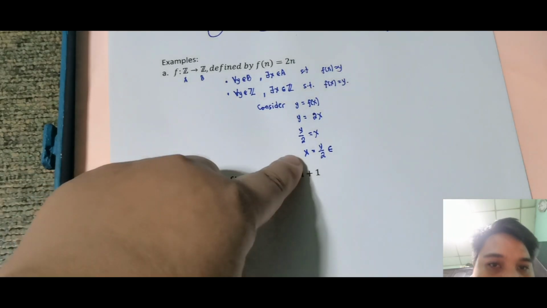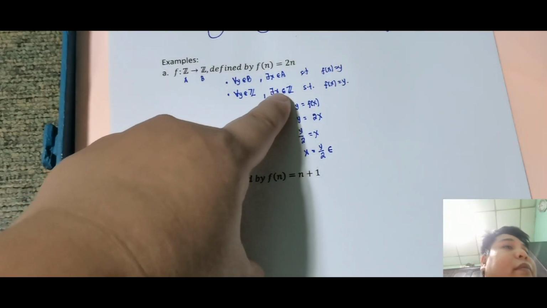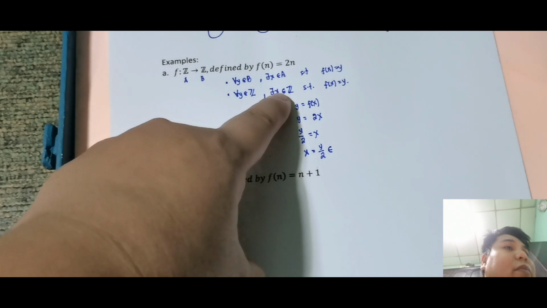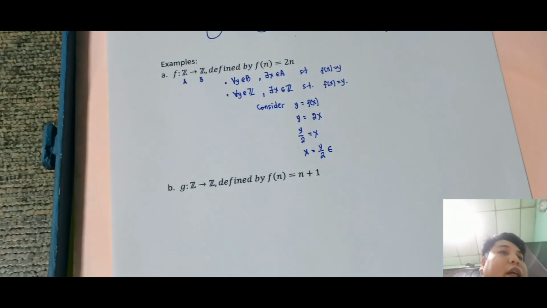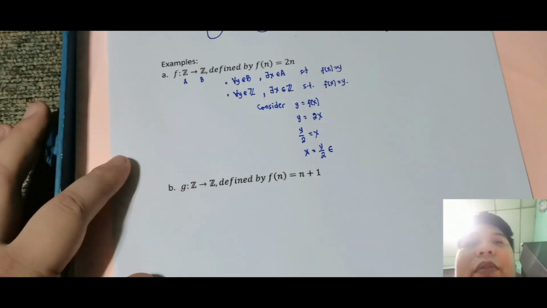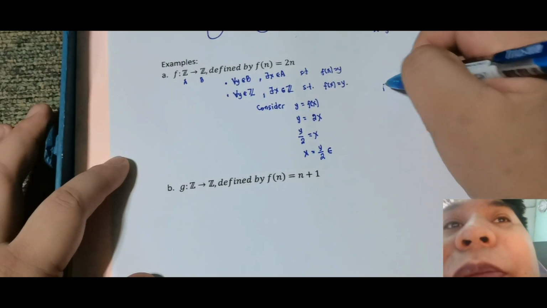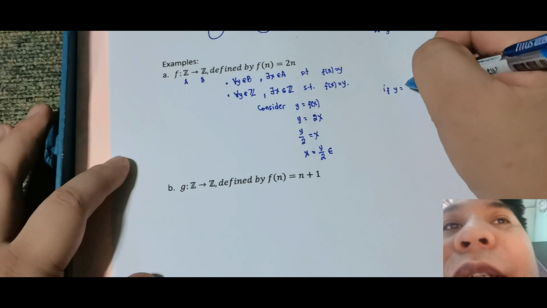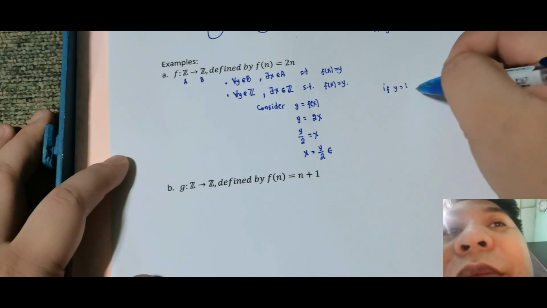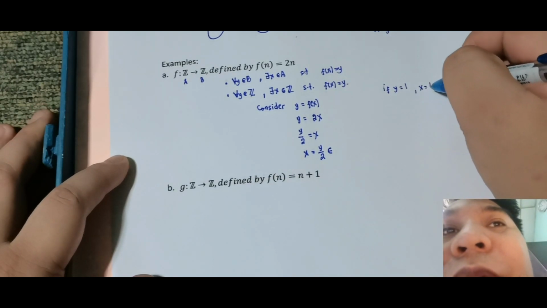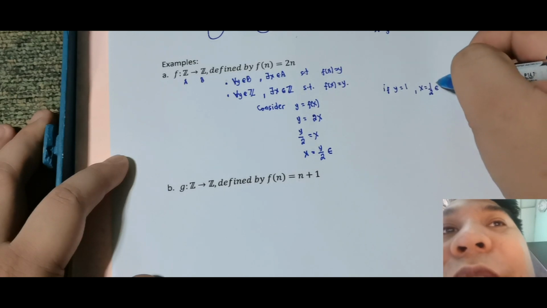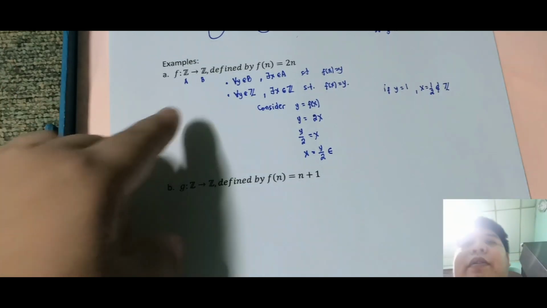Tama? Ngayon, saan ba galing si x? Integers din. Tama ba? Sir, yes sir, integers din po. Pero check mo yung mangyayari. Tignan mo kung si y, 1. If y is equal to 1, what is x? X is equal to 1/2, which is not an element of integers.